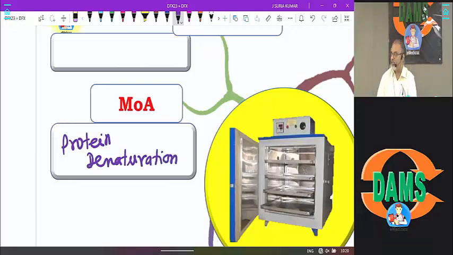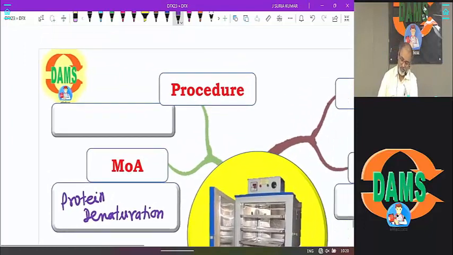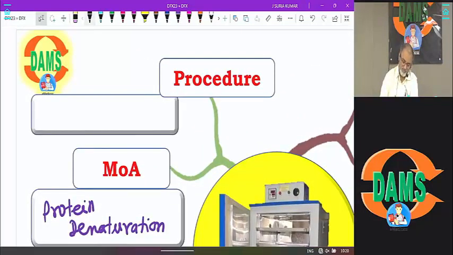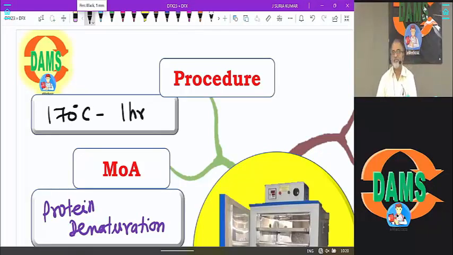Protein denaturation. Okay, what is the procedure? 170 degrees for 1 hour or 160 for 2 hours. Remember, 170 degrees for 1 hour, that's the common one. Suppose if the option is not there, think of 160 degrees for 2 hours.